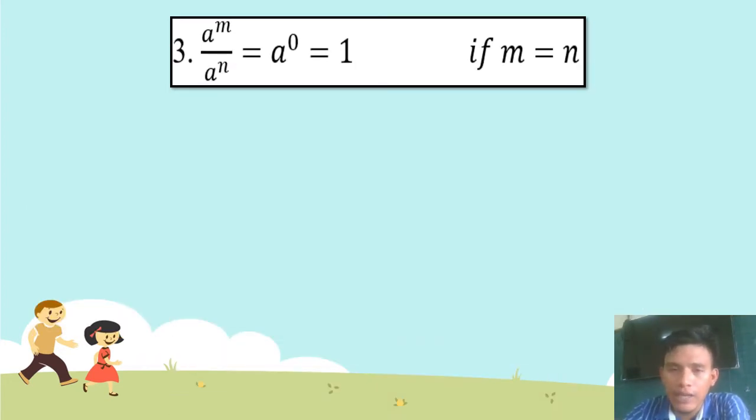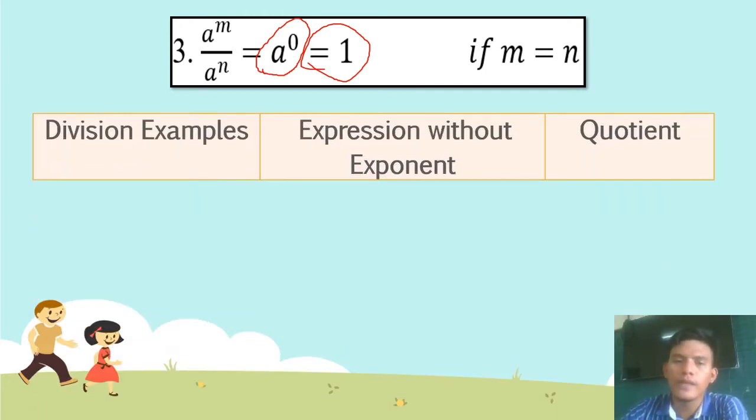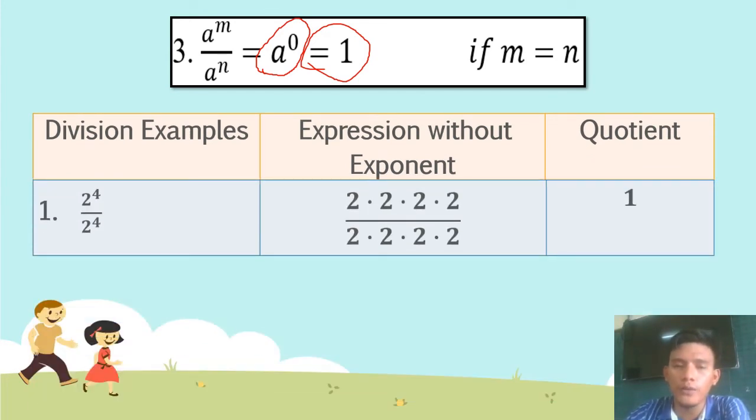If m is equal to n, therefore, it is equal to a raised to the exponent of 0. If our exponent is 0, and that is equal to what? Again, if the exponent is 0, the answer is always equal to 1. Please take note of that. Example, 2 raised to 4 over 2 raised to 4. So when we express this one, that is 2 times 2 times 2 times 2. Same as the denominator because they have the same numerator and denominator.